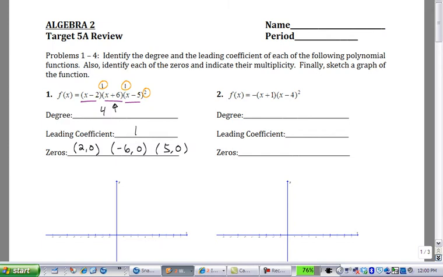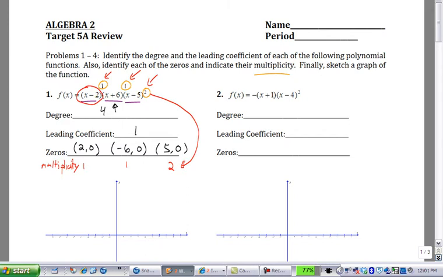Okay, they also ask us about multiplicity. So multiplicity deals with these exponents right here. So x minus 2, the exponent on x minus 2 is a 1. What was the 0 associated with x minus 2? 2. So the multiplicity of that 0 is 1. The multiplicity of negative 6 is 1 as well. And the multiplicity of 5 is 2. Because of that 2 right there.